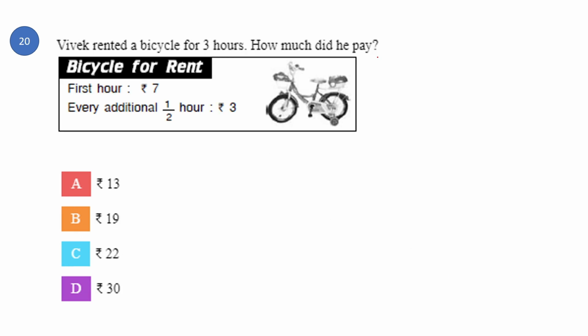Let's go to our next question, which asks, Vivek rented a bicycle for 3 hours. How much did he pay? Here is your information on the rent. The first hour is 7 rupees and every additional half hour is 3 rupees. Your time starts now.